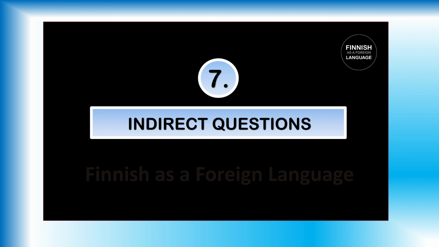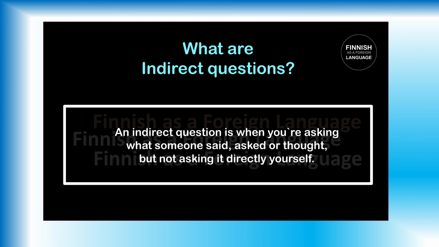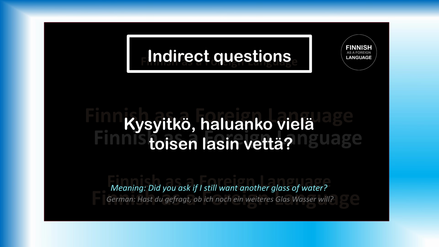Alright, we carry on with the next topic, indirect questions. An indirect question is when you're asking what someone said, asked or thought, but not asking it directly yourself. So let's take a look at some examples. Our first one is, kysyitkö haluanko vielä toisen lasin vettä? Means, did you ask if I want to have another glass of water? So let's go step by step. Kysyitkö means did you ask? Haluanko, do I want? Vielä means still, and toisen lasin vettä means another glass of water.